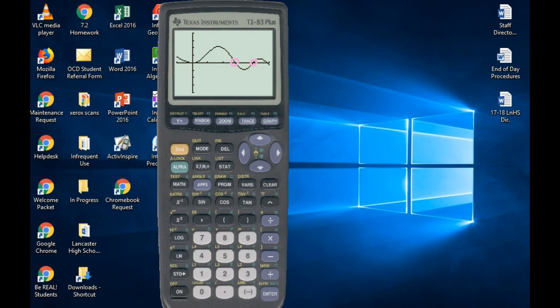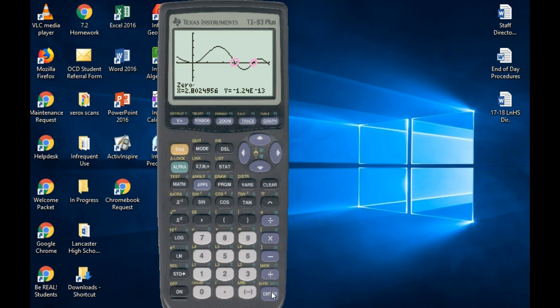So here we go. You guys remember how to do it? Find where it touches the x-axis. What do I push? Second, calc, 0. And then we pick a point to the left and a point to the right of the root I'm interested in. And then enter. So there's one of my critical values.